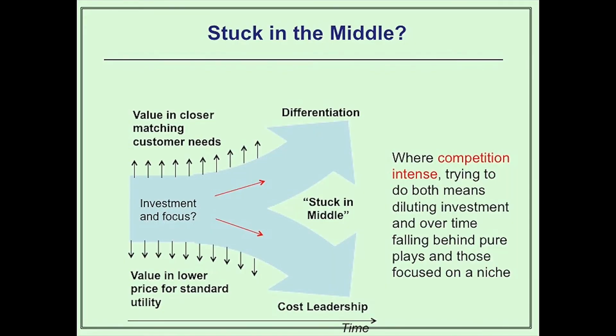As Porter made clear in that video we just saw, it is very rare that you can try to be both low cost and differentiated. The activities are so different. So you have to make a very clear strategic choice as a management team about which direction you're going in. Let's just delve into that a little bit more deeply so we really understand the driver of this.